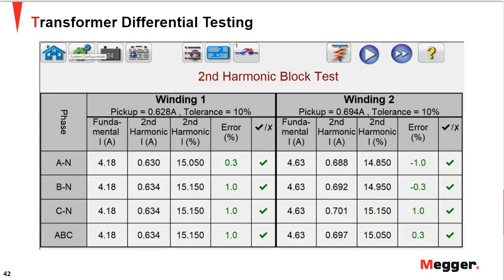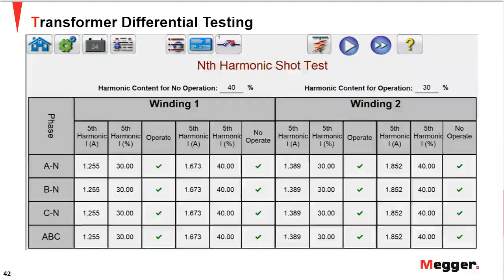We have done that single phase. You can do it in 3 phase for both winding 1 and winding 2. Okay. And then we have the nth harmonic block test, which is the 5th harmonic test. And this is a go or no-go test that you can perform.